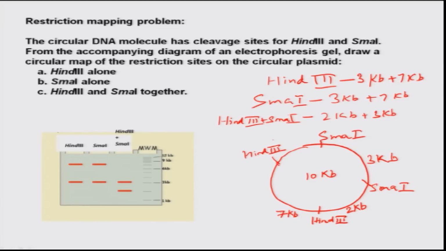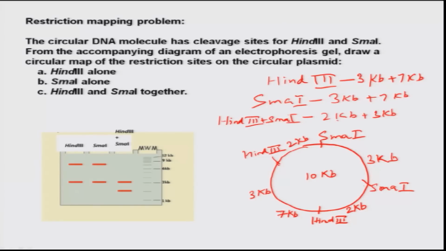that will give us a fragment of 3 kb, and a HIN3 SMA1 fragment of 2 kb as mentioned here. Now if we look at the individual sizes of the fragments and see if the total adds up to the vector, then we will know that the map we have drawn is correct.